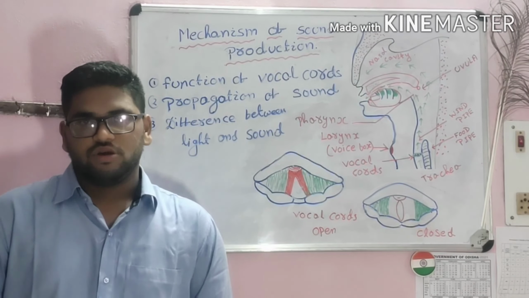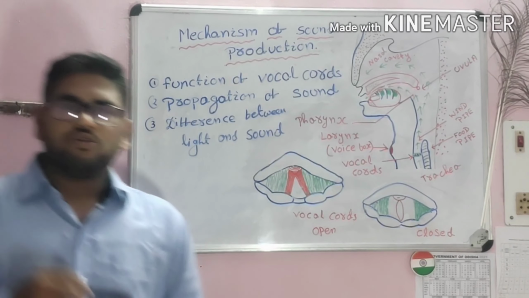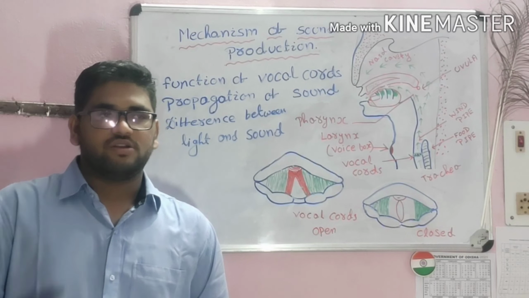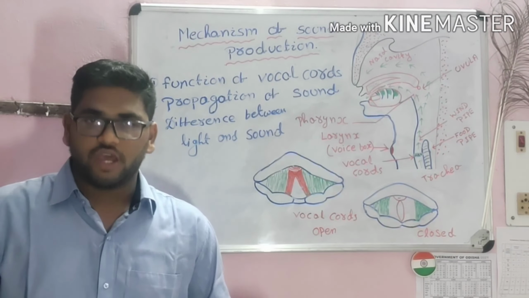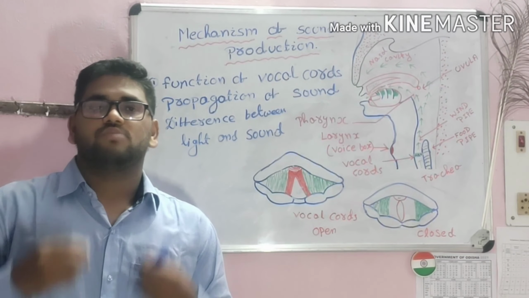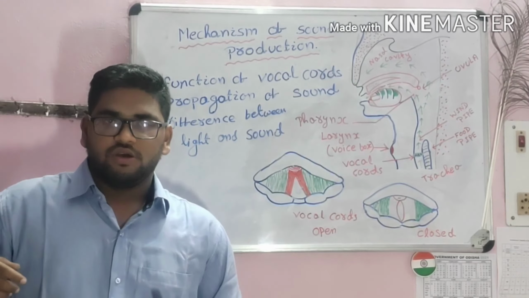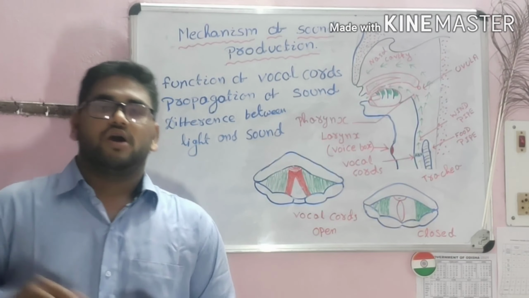Now come to the third and last topic of today's class, that is the difference between light and sound. Light can travel from one place to another. Sound also can travel from one place to another. But when I put a light before a wall, the light does not pass through the wall, but sound can pass from one side to another. When I am shouting in one room, the person in another room can hear me. But when I light a lamp in one room, the light cannot be transferred to the other room.